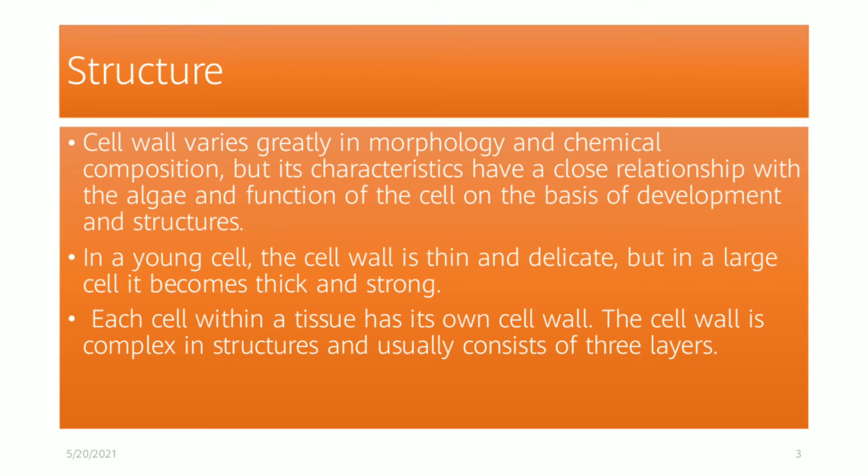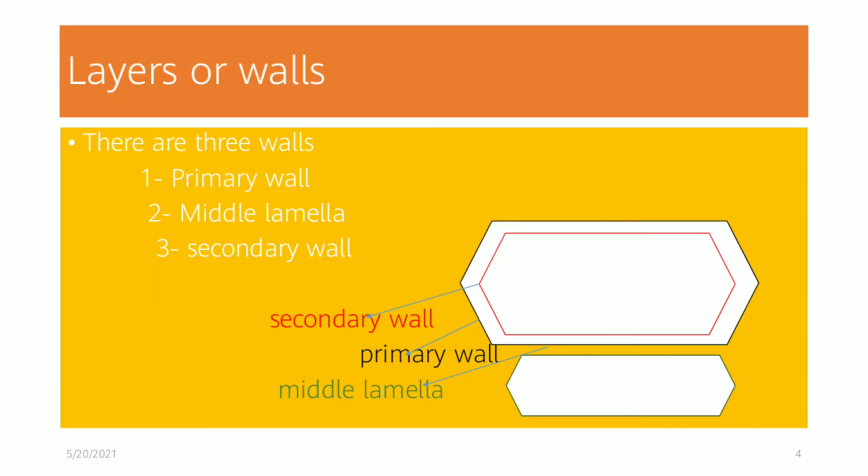Each cell within a tissue has its own cell wall. The cell wall is complex in structure and usually consists of three layers. There are three layers of the cell wall, which are named as primary wall, middle lamella, and secondary wall. Here you can see what is primary and secondary wall and what is middle lamella.